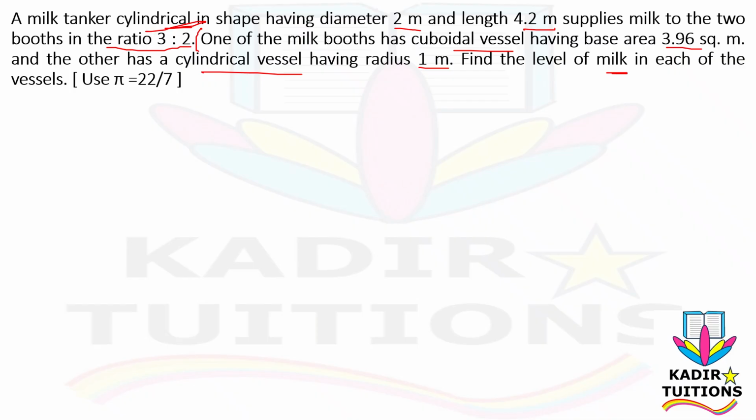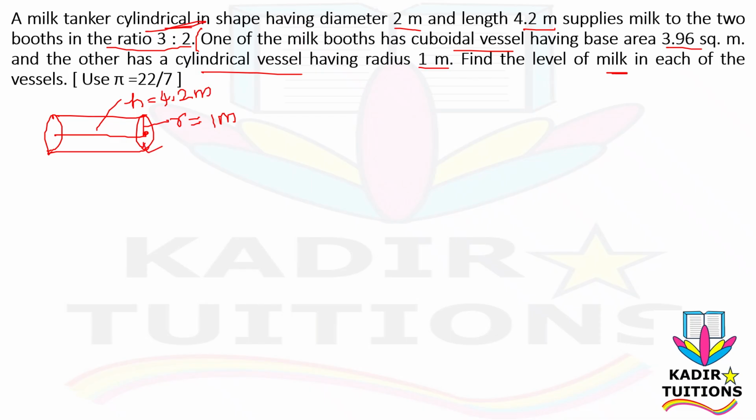So first, what has been given? There is one milk tanker, so we'll make one milk tanker. For this, the diameter is given as 2 meter, but we want only the radius, so I will mention radius equal to 1 meter. They also mention the height of this tank, which is nothing but the length of the tank. So height equal to 4.2 meter.